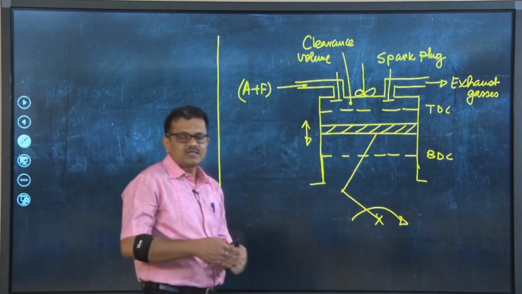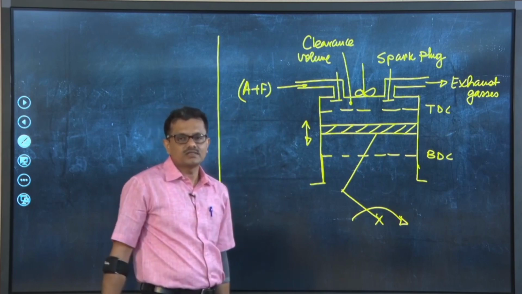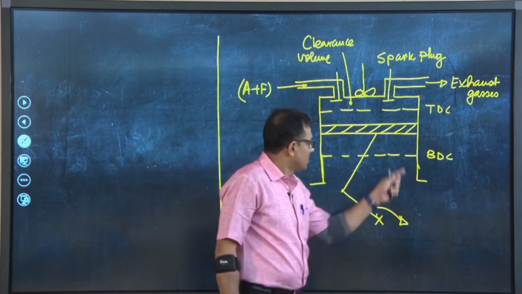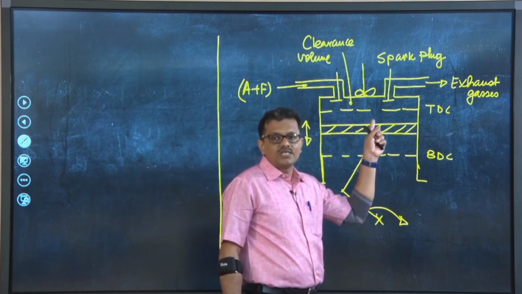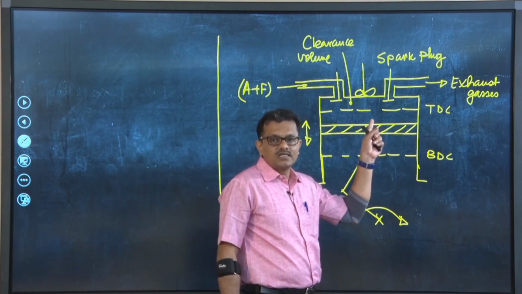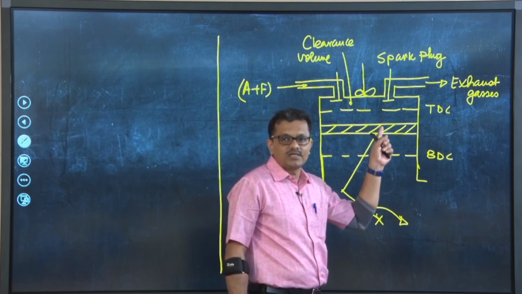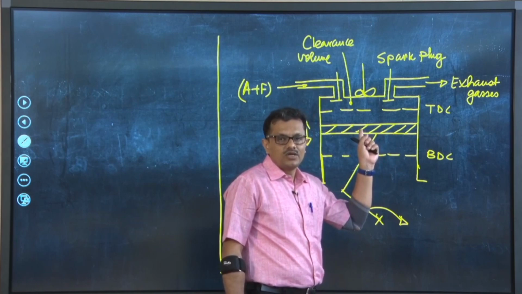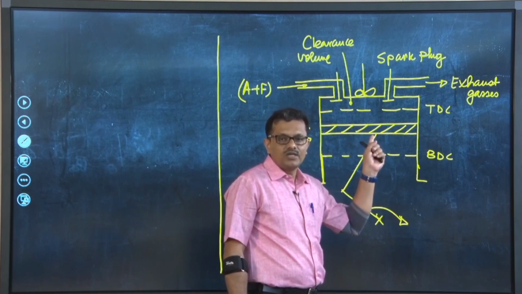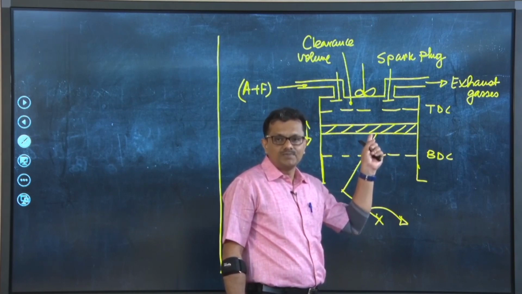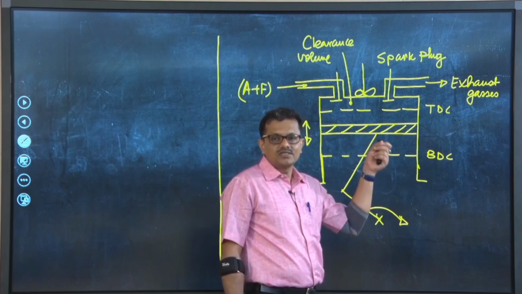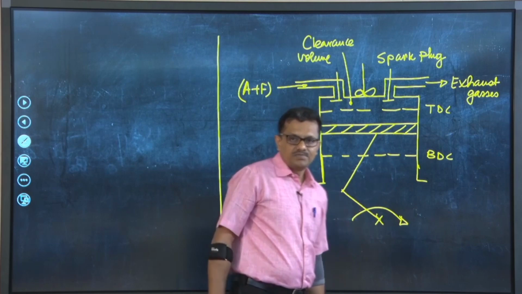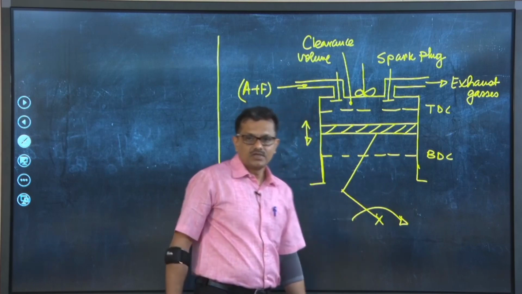So, we have discussed all these four processes several times in previous classes. Now, you have understood that one stroke is the power stroke, that is the stroke in which we are getting power. That means, out of these four strokes, only one stroke is a power stroke because we are getting power. The remaining three strokes are idle strokes, and we need to supply power to the crankshaft.